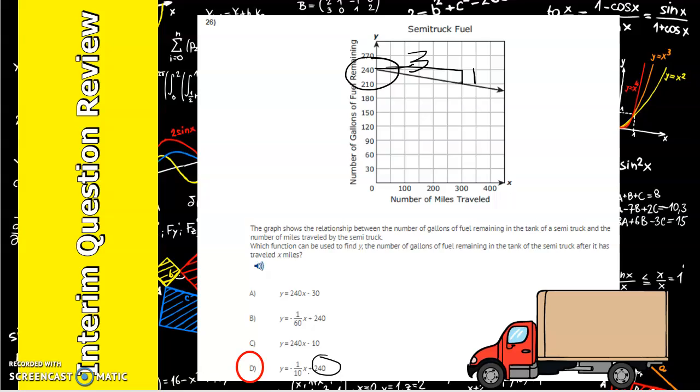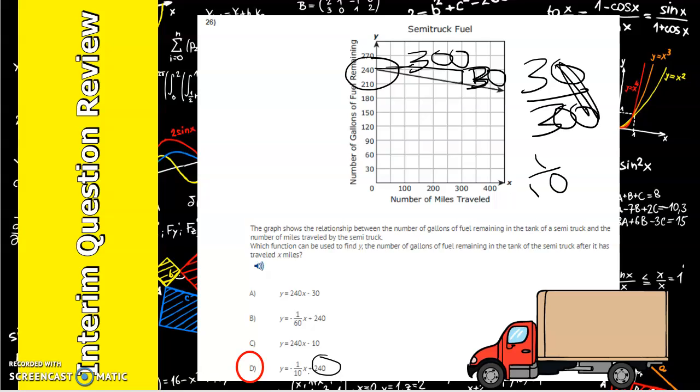Oh my goodness. I went over 300, but I went up from 210 to 240, so I went up 30. Sorry about that. So I went up 30 over 300. So 30 over 300, I can take that 0 away. 3 divided by 30 is 1/10. So that is our slope.